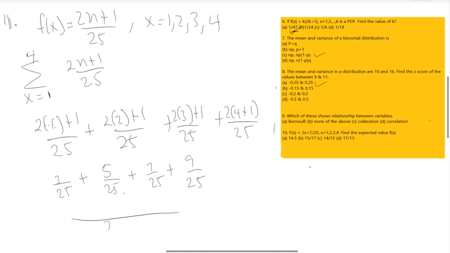The LCM here is going to be 25. So we have 3 plus 5 plus 7 plus 9. 3 plus 5 is 8, plus 7 is 15, 15 plus 9 will give us 24. So we have 24 over 25, and this is our answer.